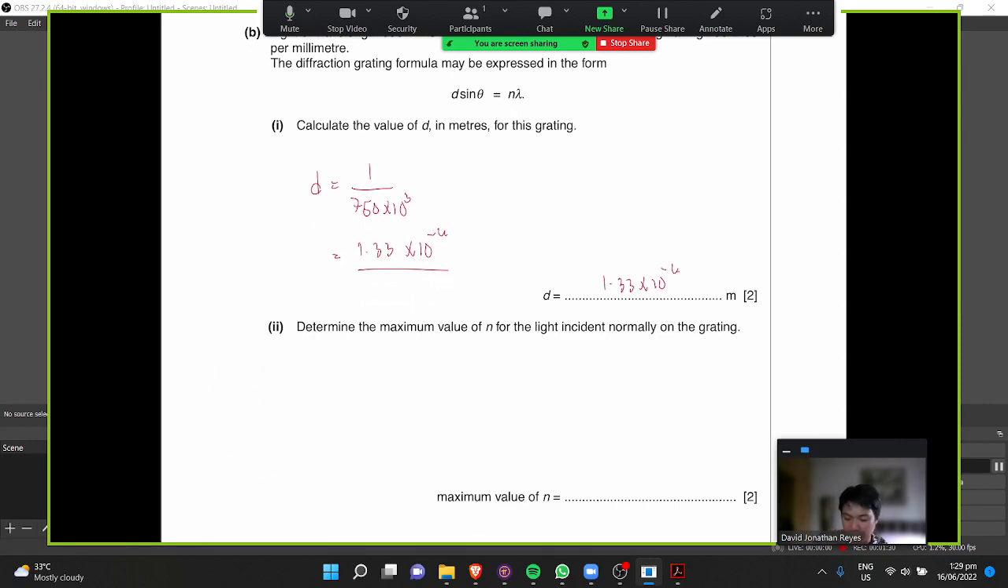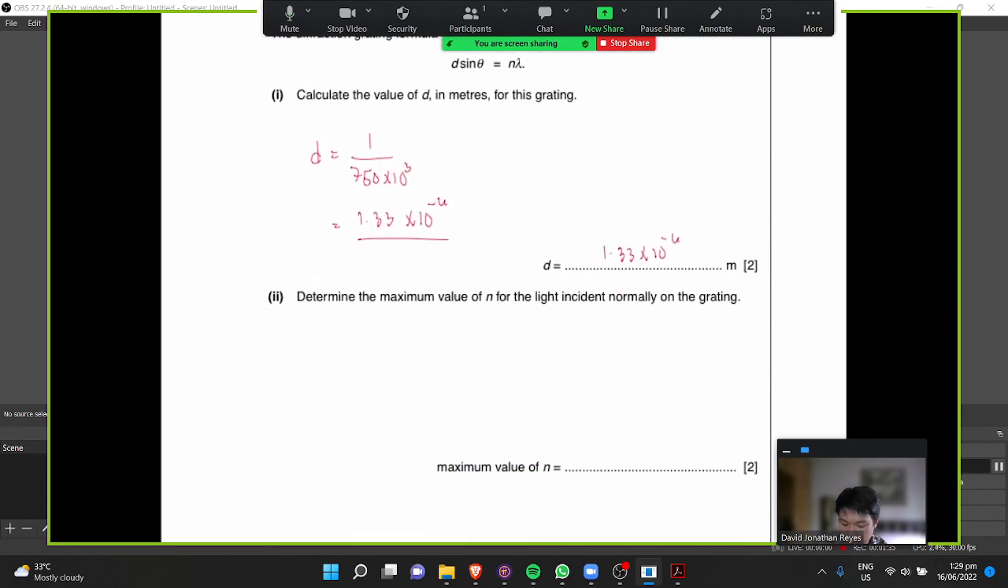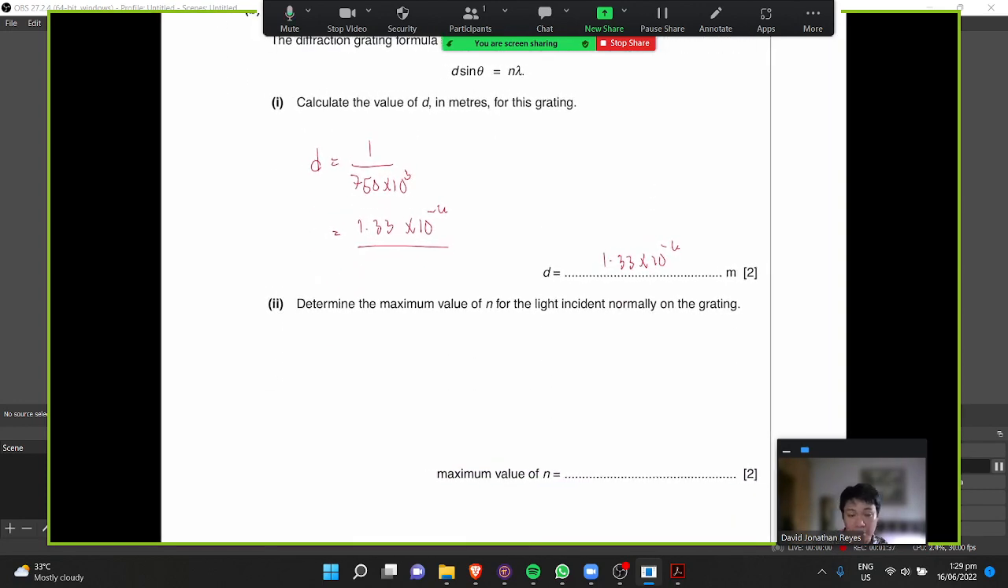How are you going to solve that? Are we given here any values? Determine the maximum value of n. Okay, so if the equation is d sine theta equals n lambda, as I mentioned, the max that you could get is around 90 degrees, right? As per my drawing earlier. So let's just make n the subject of the equation first. That gives you n equals d sine theta all over lambda.